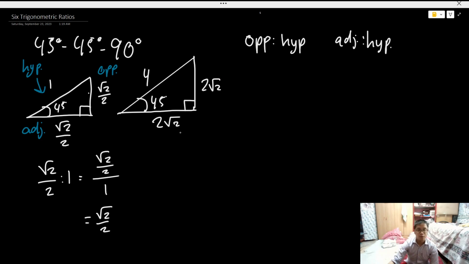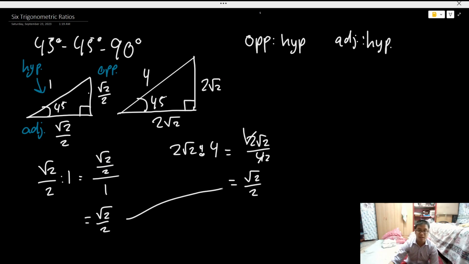Now, for the second triangle, we will do the same thing. The adjacent is 2 square root of 2, which is the same as the opposite. The hypotenuse is 4. Now this is the same as 2 square root of 2 all over 4. So 2 and 4, we will have 1 and 2, so we will have square root of 2 all over 2. See, they are the same.